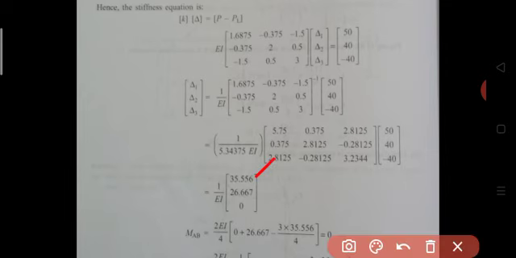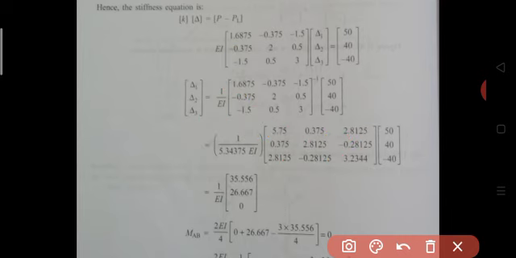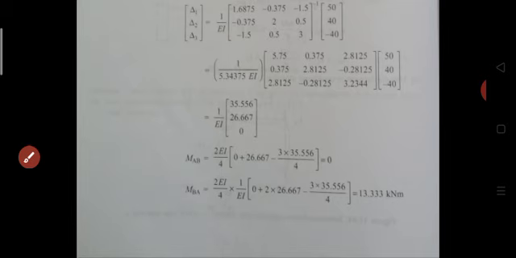The sway delta is equal to 35.556 divided by EI, then theta B is equal to 26.67 by EI, then theta C is equal to 0. After determining these displacements, you use the general slope deflection equation, with the help of which you may determine the end moments. First write the general slope deflection equation for the AB portion, MAB.